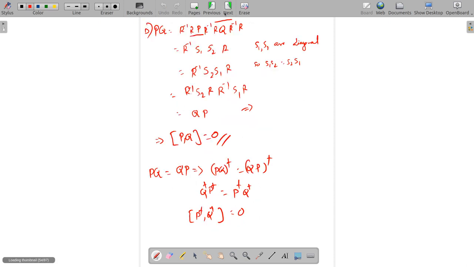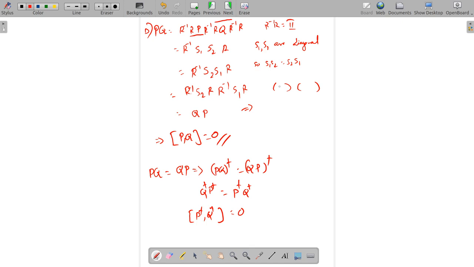So do matrices P and Q commute? If PQ is QP, then they commute, right? So we just have to show whether they are equal. For PQ, put R inverse R in between. These are invertible matrices, so this is basically identity, and you can put identity anywhere. So this is already S1 S2, something you know. Now S1 and S2 are diagonal, so for any diagonal matrices, it is true that S1 S2 equals S2 S1. This is something you can actually try out.